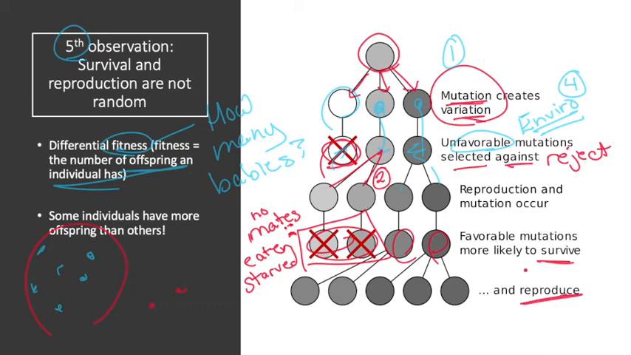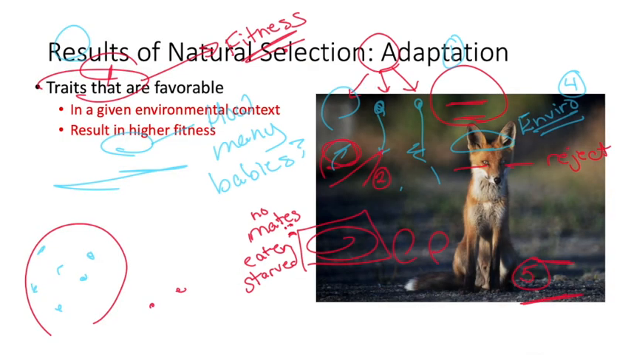And then this is number 5, who has the most babies. So for the 5th, I would just really think of survival and reproduction, but in particular, fitness. How many babies did you have? And if you don't survive, you won't have babies. So these 2 are linked, but bottom line, how many babies did you have? That's number 5. Okay, so that is evolution by natural selection. And, oh yeah, it looks so cute.